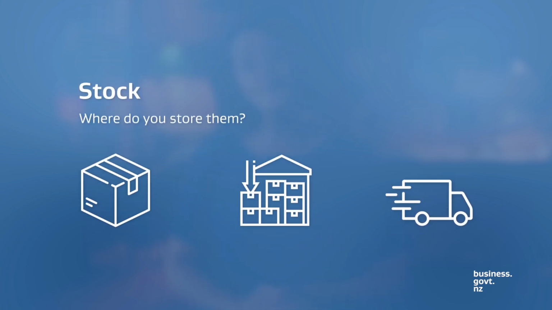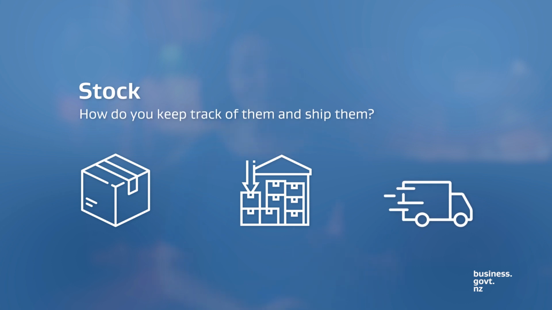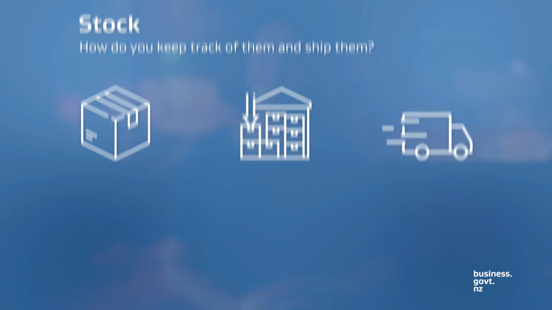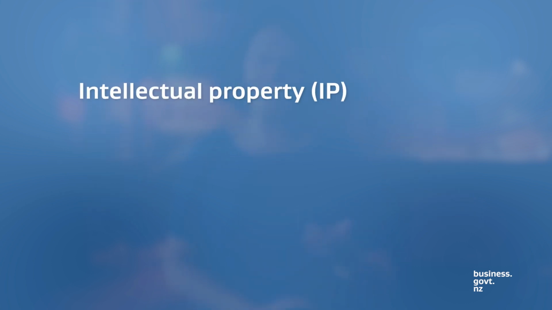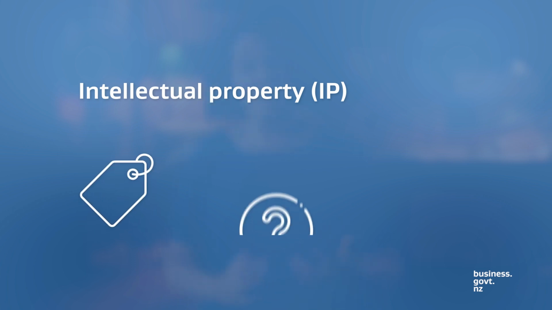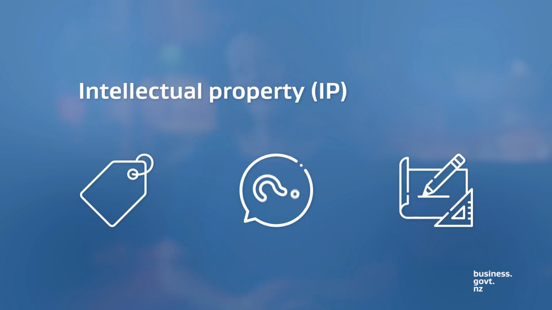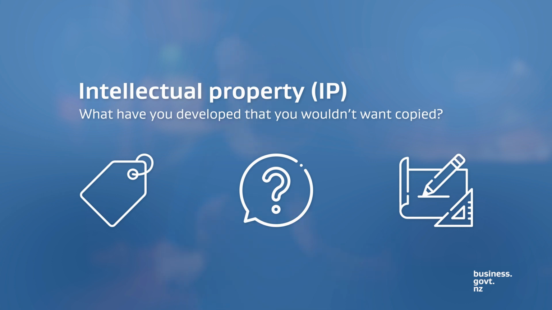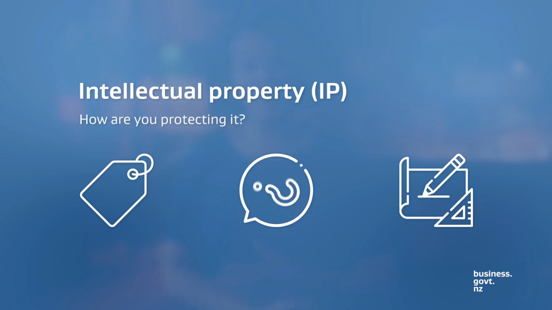Stock, goods that are ready for sale. Where do you store them? How do you keep track of them and ship them? Intellectual property, often called IP, like branding, trade secrets, and designs. What have you developed that you wouldn't want someone to copy? How are you protecting it?